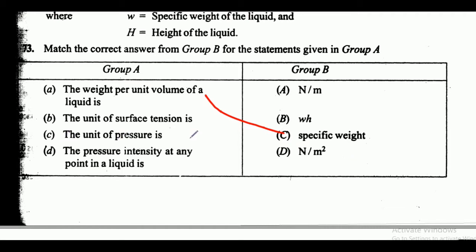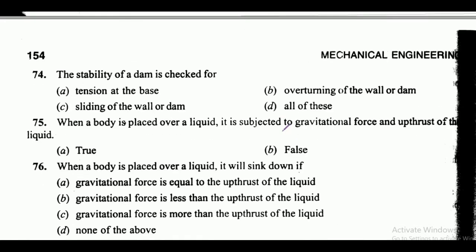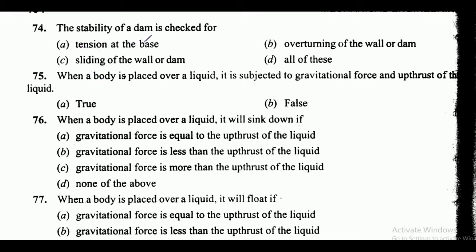Next is: the unit of surface tension is, here friends, the correct answer is option A, that is Newton per meter. Next is: the unit of pressure is, here friends, the correct answer is option D, that is Newton per meter square. Next is: the pressure intensity at any point in a liquid is, here the correct answer is option B, that is WH.